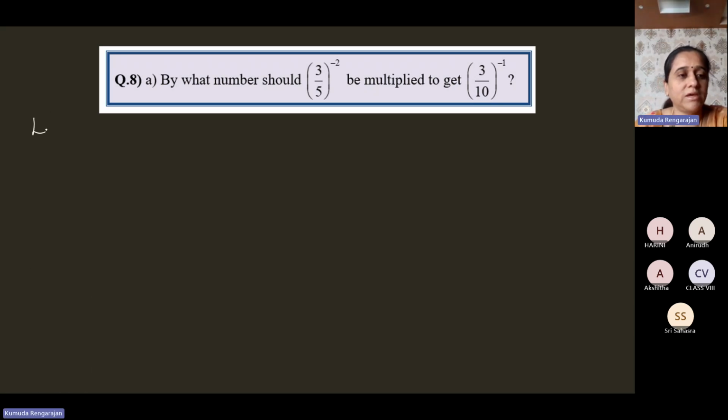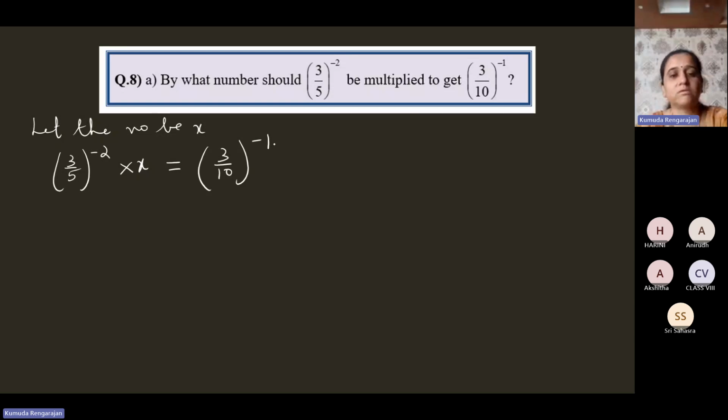So let the number be x. Okay. So (3/5)^-2, when multiplied by x, we should get (3/10)^-1. This is the condition. (3/5)^-2 should be multiplied by x to get (3/10)^-1.